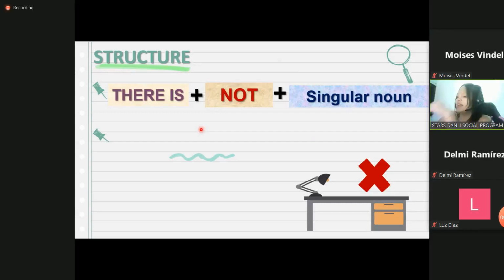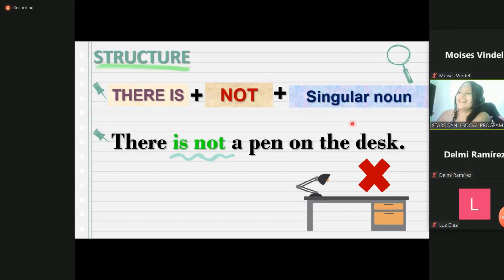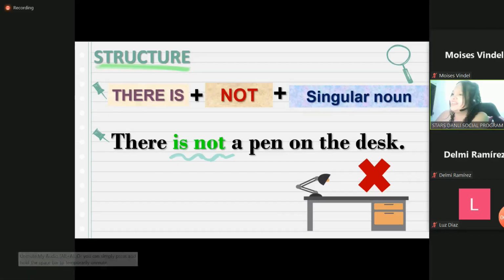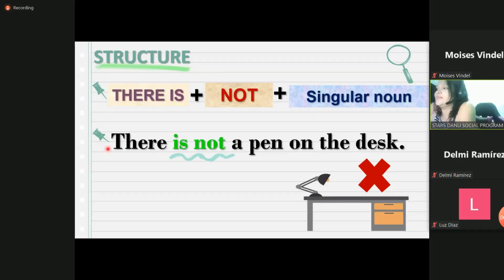Now, and let me see if I have Cecia. Can you read the example? Do I have Cecia? No, let me see Marina. There is not a pen on the desk. Excellent. So there is not a pen on the desk. Okay, there is not a pen on the desk. And let's compare.